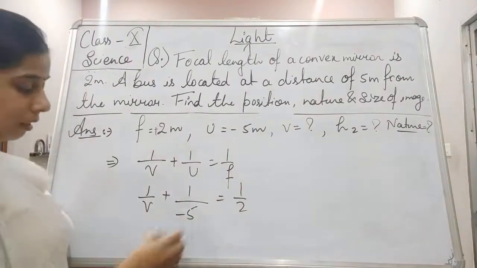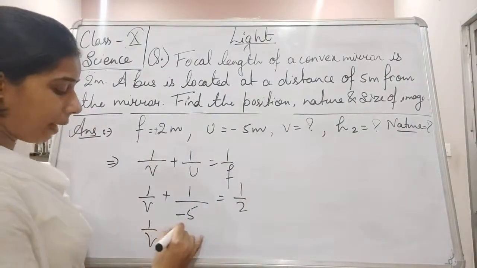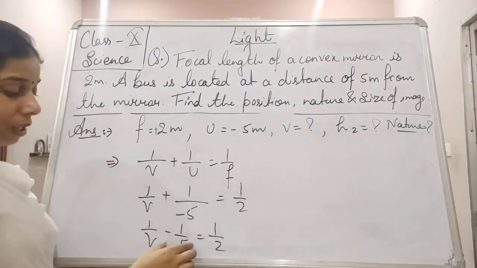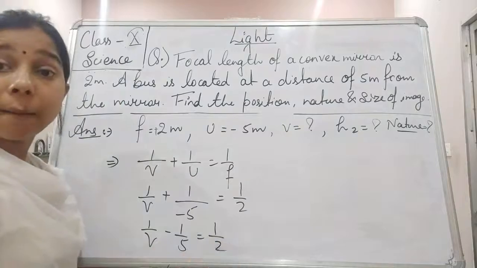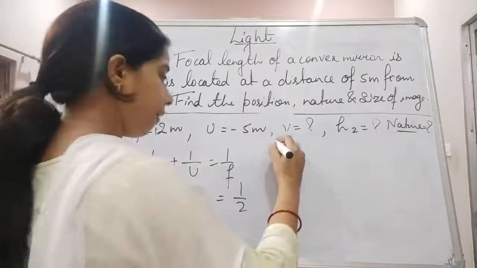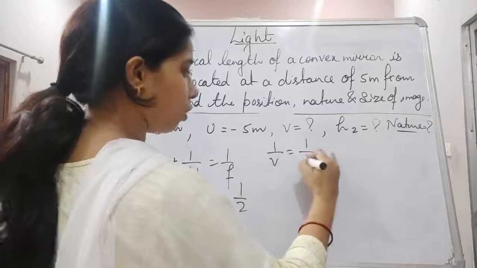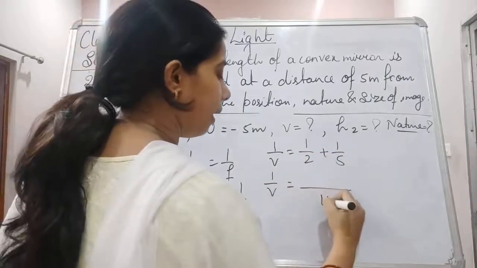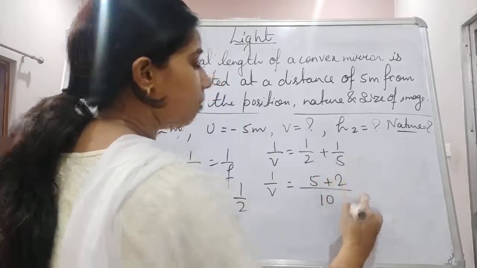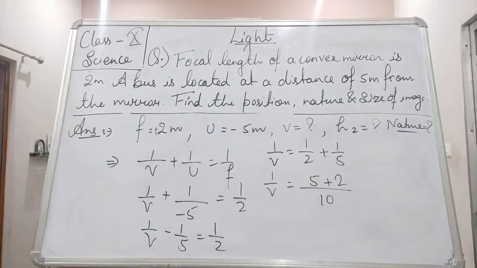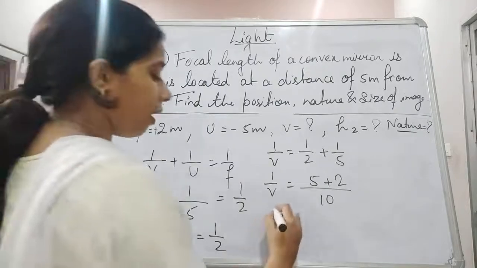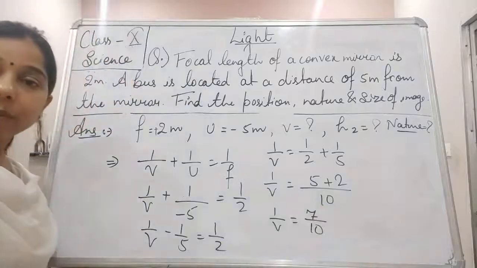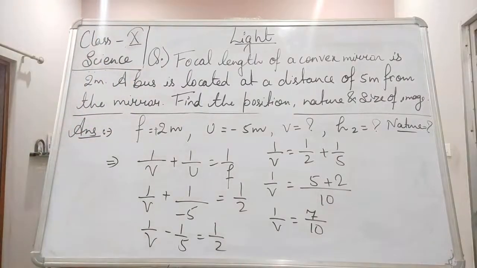Now, this minus, it will become like 1 by v minus 1 by 5 is equals to 1 by 2. Now this minus 5 will go to this side and it will become plus. So 1 by v will be equals to 1 by 2 plus 1 by 5. Now taking the LCM, it will become 10. Here it will become 5 and this will become 2. Right? So 1 by v will be equals to 7 by 10.